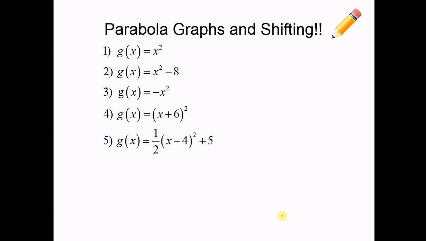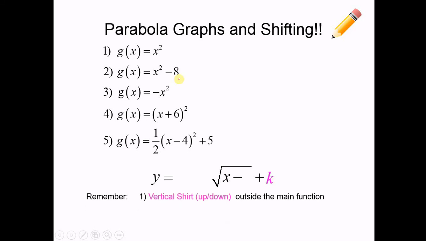So some shifting and stuff that we've covered. If you remember, we had just normal x squared. That was just what it normally looked like. So something like that for our square root. Now, if you did a number on the outside, especially as -8, what did it do for you? It made you go up or down, right? So we have a vertical shift, up and down, outside the main function. So when it's outside here, that made you go up or down. It's the same thing with square roots. A negative on the outside there.